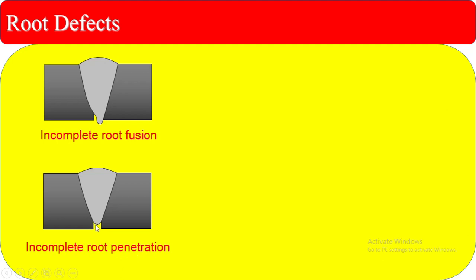Incomplete root penetration means the root welding and the first run in the root are not penetrated properly. That's called incomplete root penetration. This is the root defect, two types of root defect.